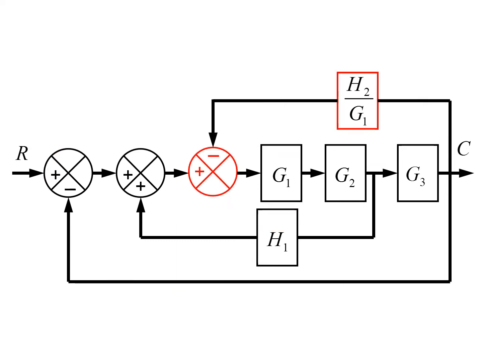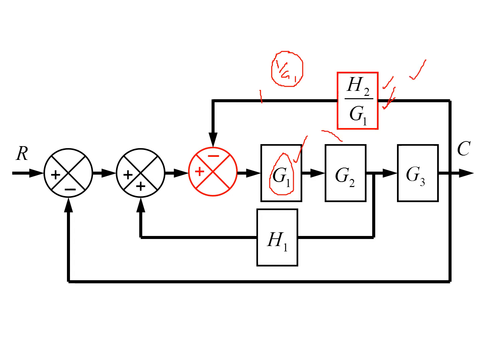By moving the summing point before block G1, we are going to multiply this signal with 1 by G1, that is, 1 by the gain of this block. In the feedback path we have H2, and H2 is multiplied by 1 by G1. That product is H2 by G1. This is the resultant block diagram.